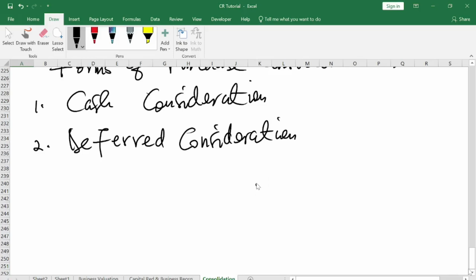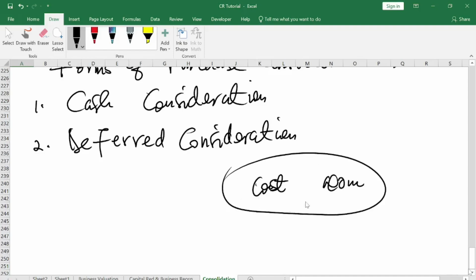So assuming the cost of the business is maybe 40 million, they can decide that out of 40 million, we'll pay cash of maybe 30 million. Now the 10 million left, we will defer to maybe 2 years time. So that's what deferred consideration is.